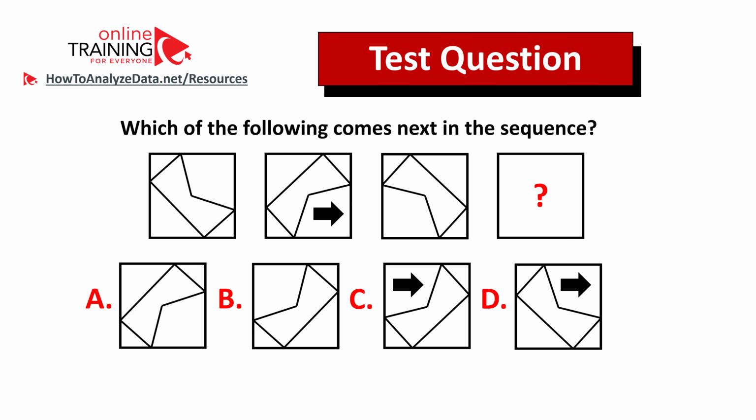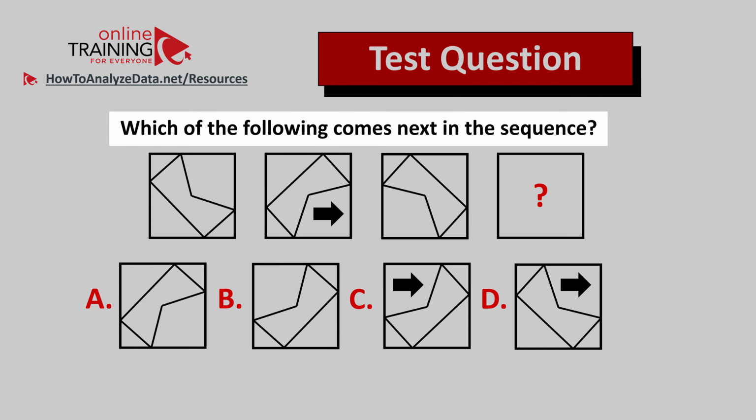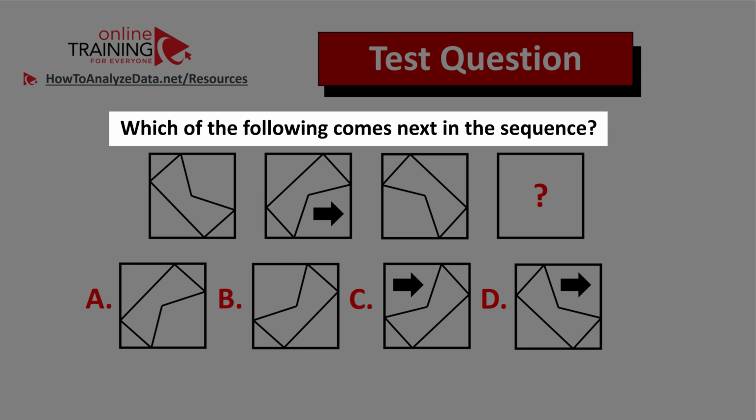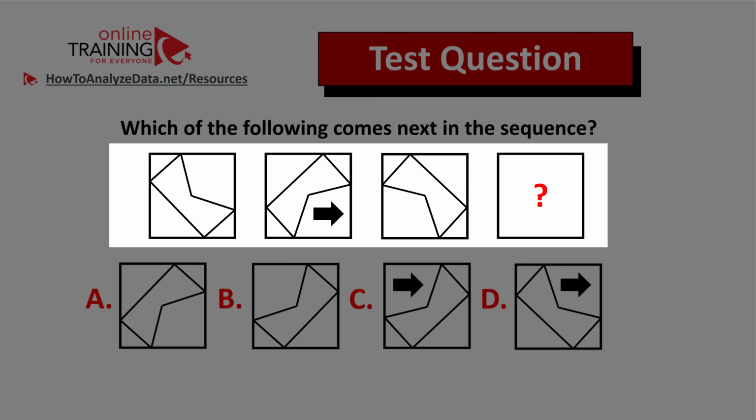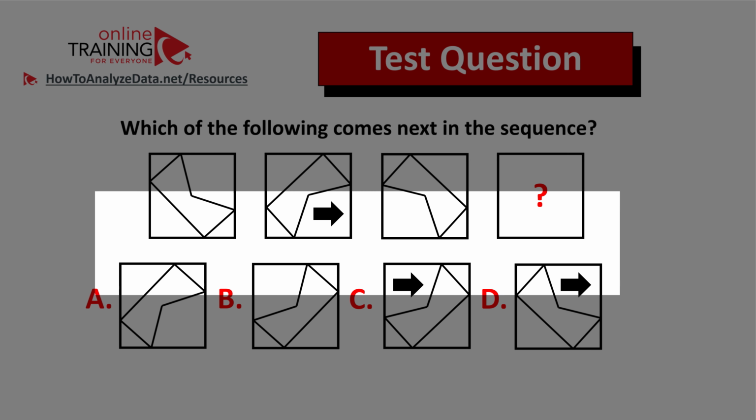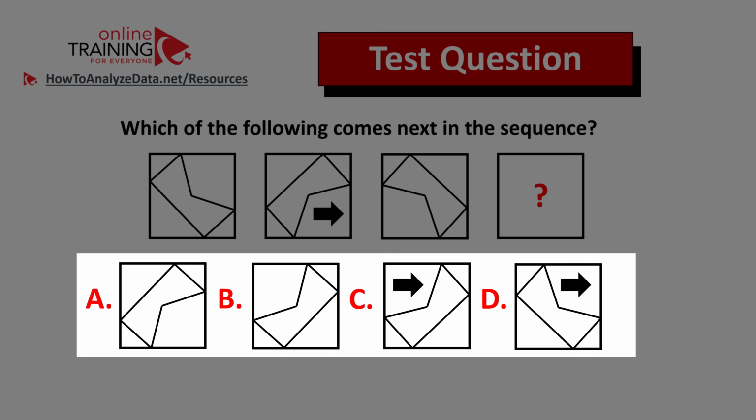Let me share with you a tricky question from the test which validates your knowledge of pattern recognition and logical reasoning. Which of the following comes next in the sequence? You're presented with 4 squares. The fourth square has a question mark, which means that you need to figure it out. And you have four different choices: A, B, C, and D.